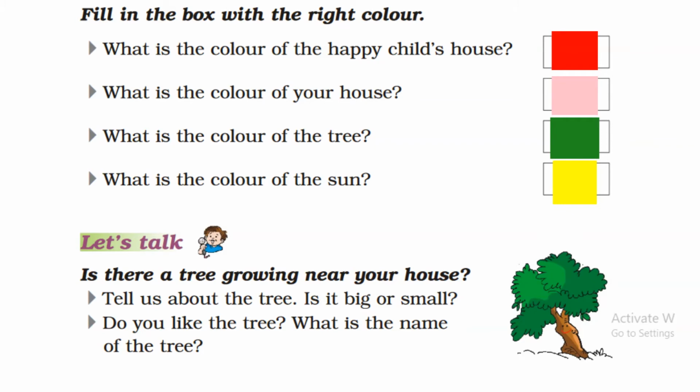Next, let's talk. Is there a tree growing near your house? Tell us. Do you like the tree? What is the name of the tree? Okay, you have to observe the trees near your house and tell whether you like trees and the names of the trees. You have to comment that in the comment box. Okay, so my answer will be, I love trees and in my society there are many mango trees.